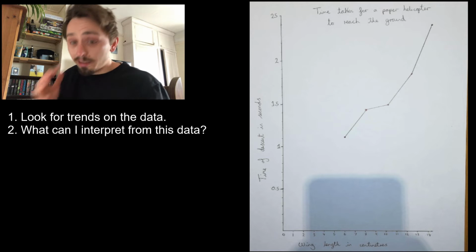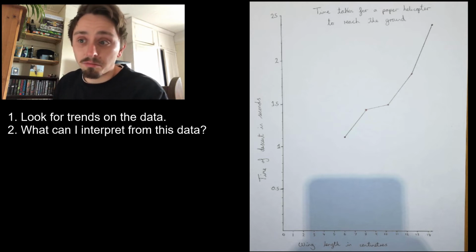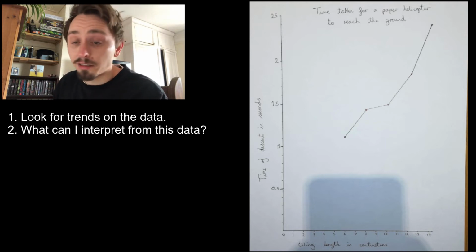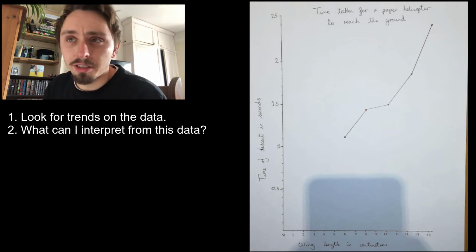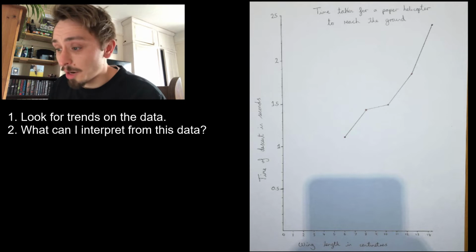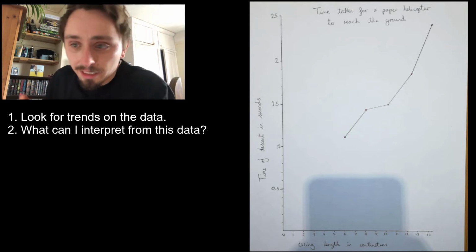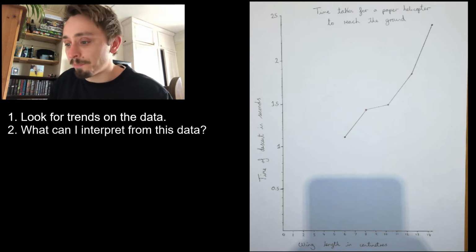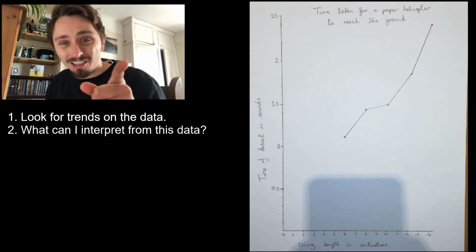So generally, the trend is that when we cut the wingspan, it fell quicker. To put it on, we're going to put this in writing in a bit, by the way. We're going to just analyse it first. The second one is, what can I interpret from this? Well, what is it telling us? It is telling us that the shorter the wingspan, the shorter the fall time. We're going to look at why that is in the conclusion in a bit.